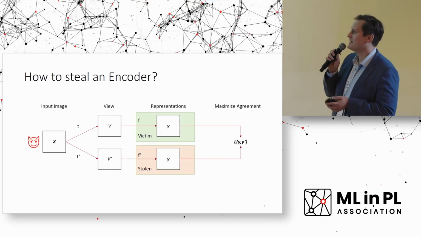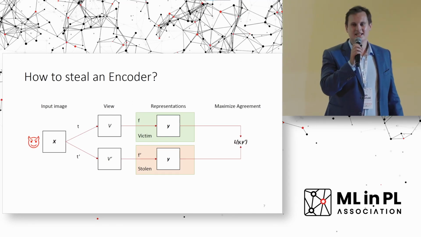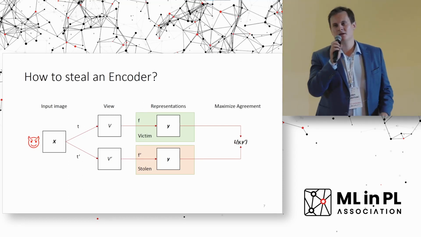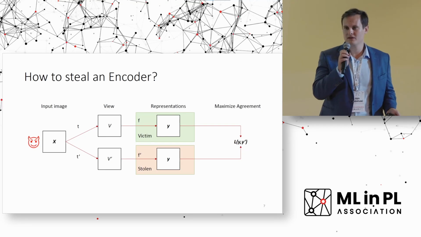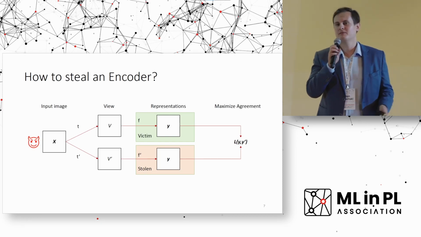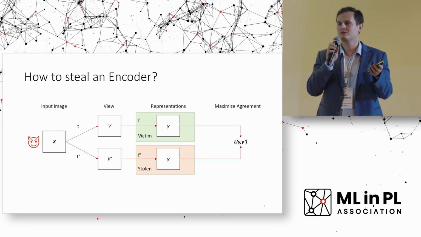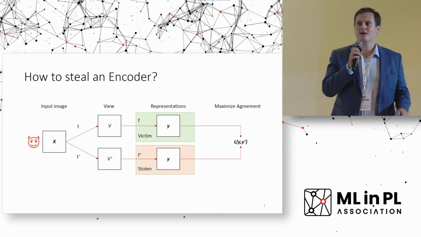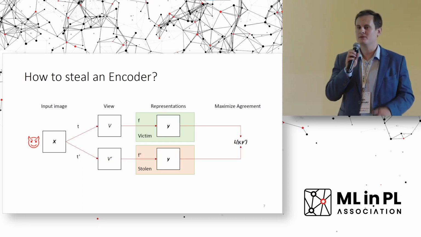In more detail, I will now explain one of the methods to steal an encoder model. This attack method utilizes Siamese networks. We have an input image. We apply two different sets of augmentation to that image. For example, one can be black and white, and the other can be rotated. Then we pass one sample to the victim model, which we want to steal, and the other to our local stolen copy. We calculate the representations, and we train to maximize the agreement between them.